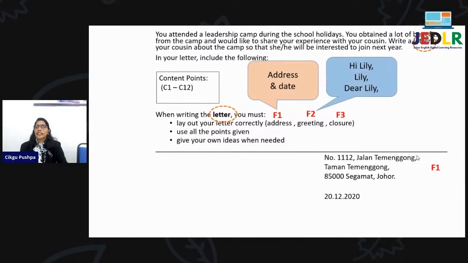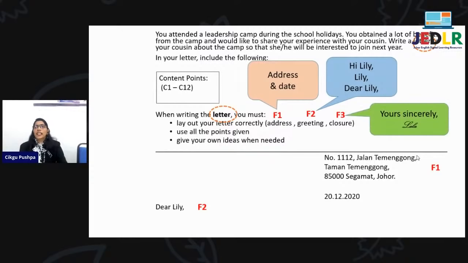Followed by, yes, the greeting, F2, right? Now, here I give you a few examples. As you can see on the screen, hi Lily, you have Lily, you have dear Lily. Imagine that Lily is the cousin. So what you can do is to just choose one of the examples given here and it will sound like this. Definitely you are going to get F2. As simple as that, right? So are you following, guys?